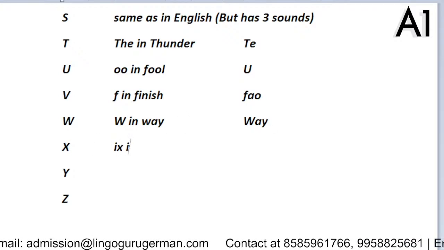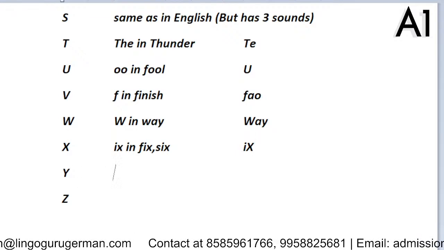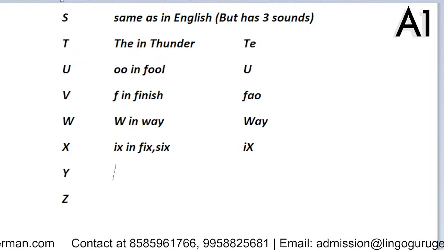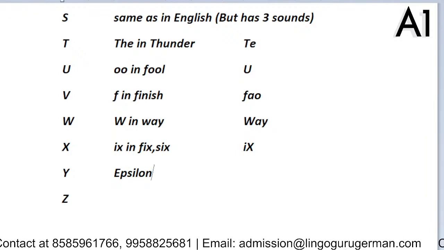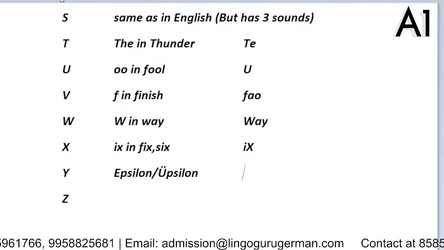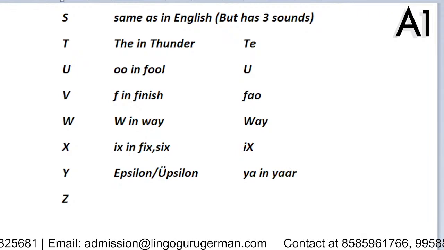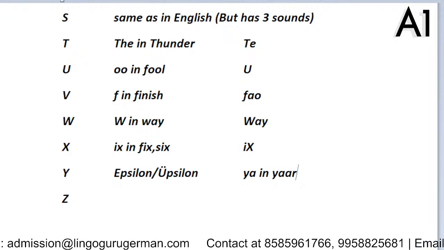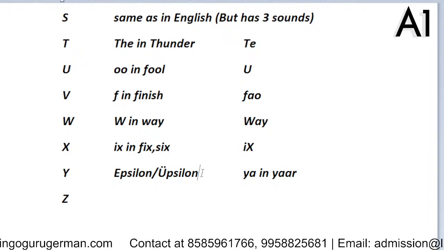This we have X as in fix, six. We call or pronounce this letter as X. Fix. Mix. This we have epsilon. Its name is epsilon. You can write this or you can learn it as this. It always is going to be pronounced as in year, that year sound. But when we call the name of this letter, it is epsilon. Beginners can learn the sound epsilon. That's fine.